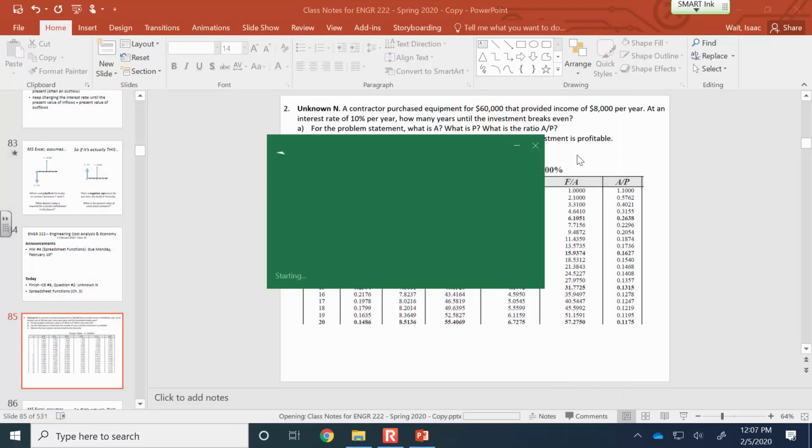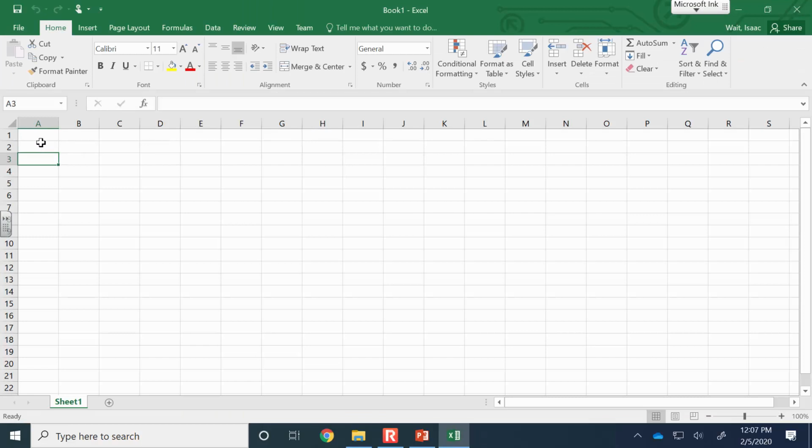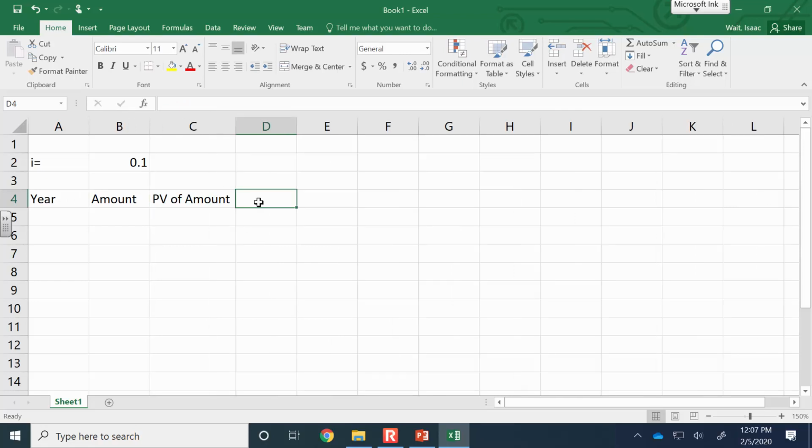So let me start up Excel, and what I'm going to do is solve this problem with a spreadsheet. And what we have is an interest rate that was given in the problem statement of 0.1. That's 10% interest. And then we're going to add some columns here. We're going to have year, amount, the PV of the amount, and then I'm going to add a new column that you haven't seen from last time. It's called the cumulative PV of amount. And you'll see what that is in just a moment.